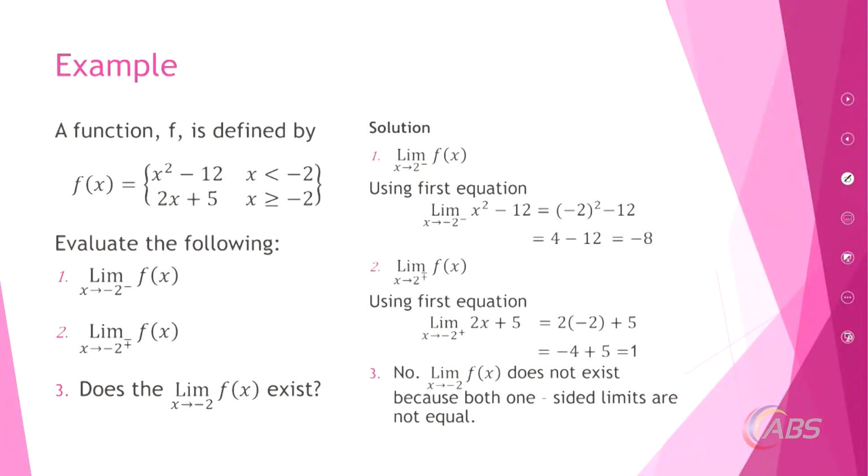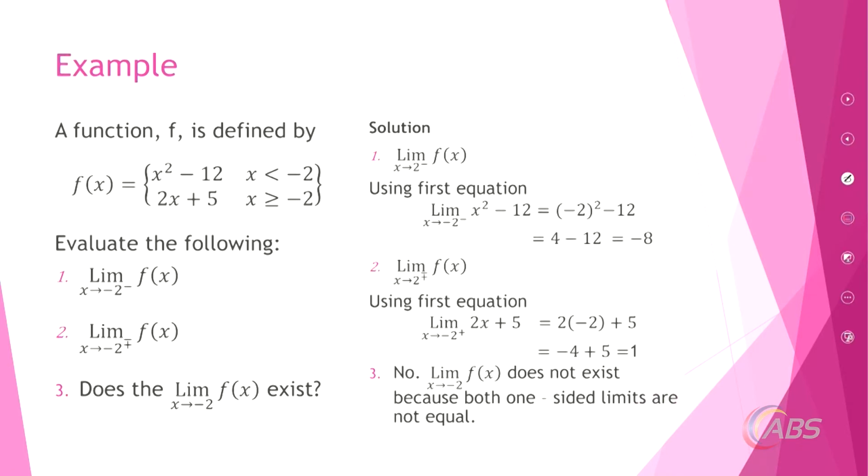So we have an example here. It states a function f is defined by f of x is equal to, and this is considered a piecewise function where we have different equations depending on what the value of x is. So in this case, the function is x squared minus 12 if x is less than negative 2, and 2x plus 5 if x is greater than or equal to negative 2.